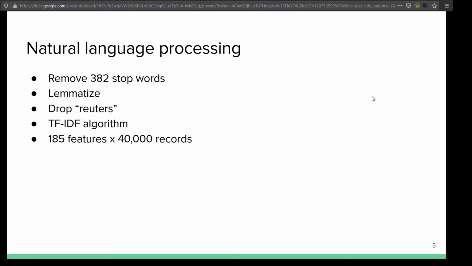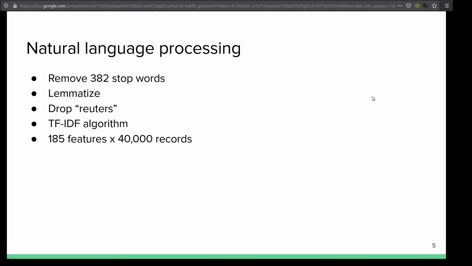Before we could do any of the machine learning, we needed to process the articles themselves. So we did some standard natural language processing. We removed stop words. These are common words that provide syntax but not meaning, like it, the, a, etc. We lemmatized the words, which means getting to the root form of a word. Like this could be converting walking and walked to walk. All the real news stories contained the word Reuters, so we dropped Reuters.